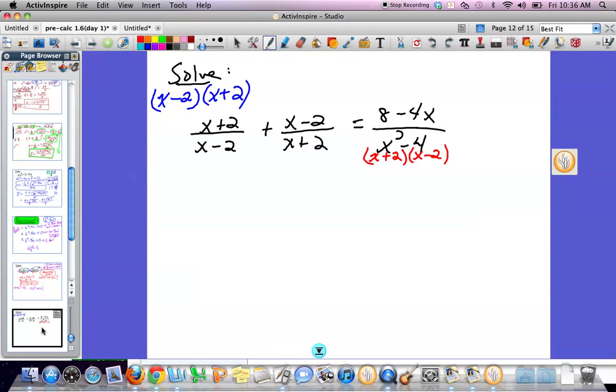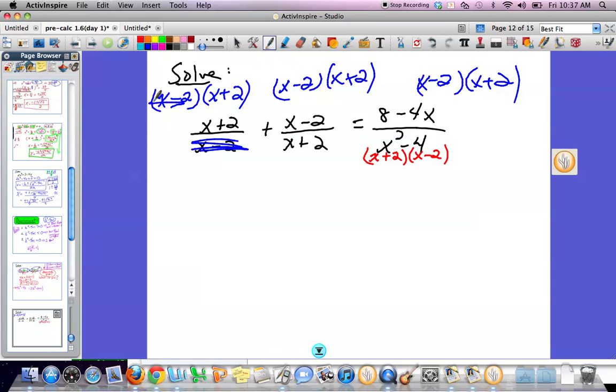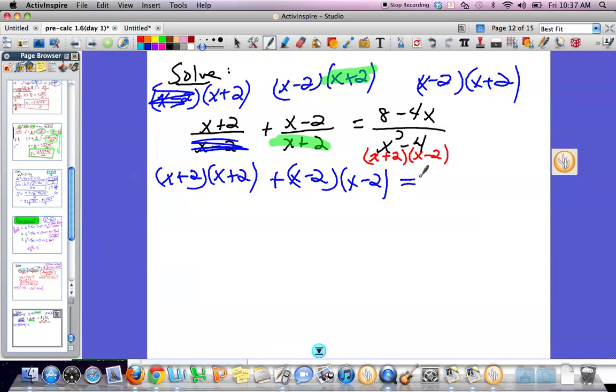So this crosses out this denominator. I don't usually write it down by every single one, but I'm going to for you today. So this crosses out with this one, so I have x plus 2 times x plus 2. This crosses out with this one, so now I'm going to have x minus 2 times x minus 2. And on the right side, this one crosses out with this one, and they divide to 1. So what are you left with on the right side? Left with 8 minus 4x.